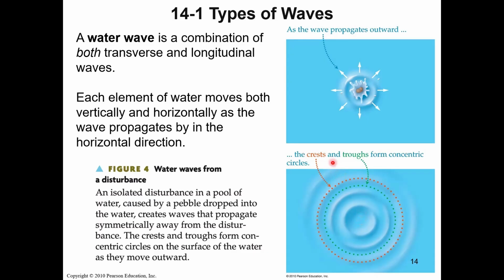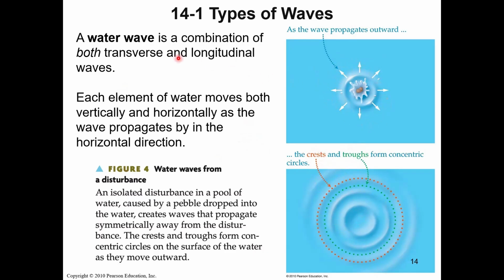Okay, and if we track the valleys, they are usually called troughs. The valleys also form concentric circles. If you track the peaks, sometimes called crests, peaks form concentric circles. And those are the propagation directions, right? Those white arrows show you the propagation direction.